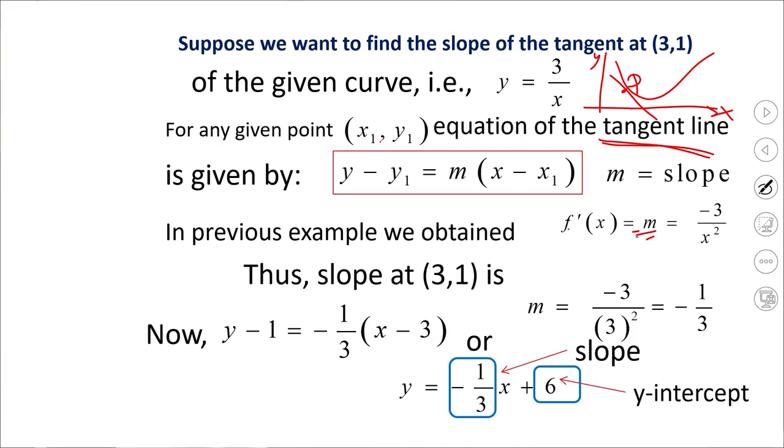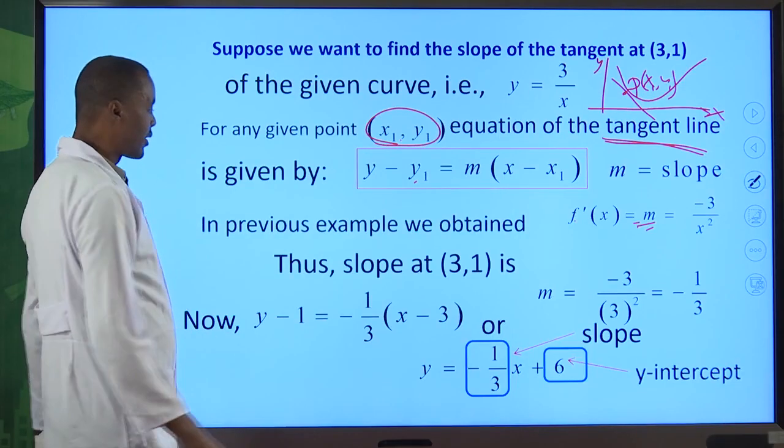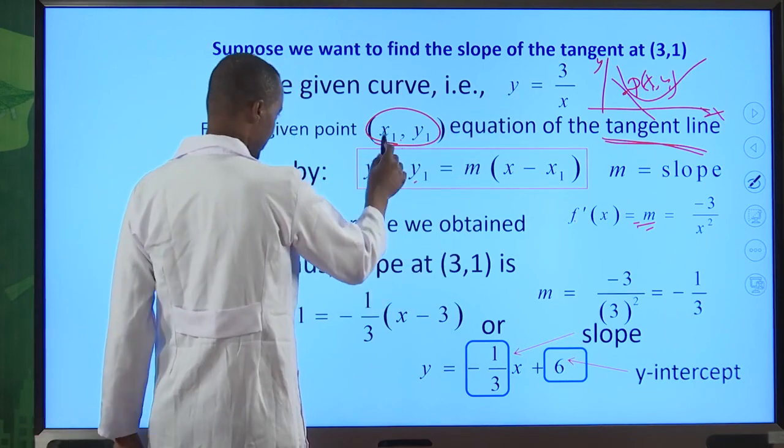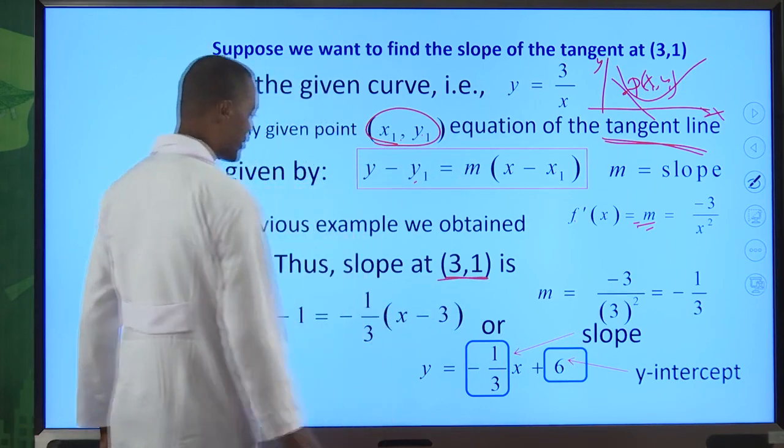The slope of that tangent line is, from our earlier derivative formula, minus 3 over x squared, and now you are given this x1 comma y1, that is the point P. Then the formula would be y minus y1 is equal to the slope m, that is this one, times x minus x1. Assume, for example, that point P, which is x1, y1, is 3 comma 1.